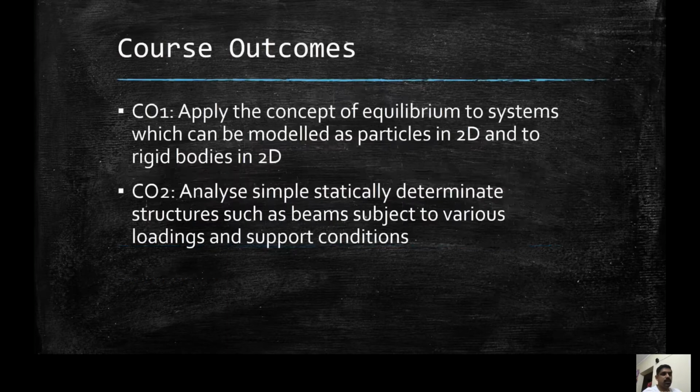So coming to the introduction, basically we have 2 course outcomes from unit 1. The first course outcome being: apply the concepts of equilibrium to systems which can be modeled as particles in 2D and to rigid bodies in 2D. And the second outcome is: analyze simple statically determinate structures such as beams subjected to various loading and support conditions.